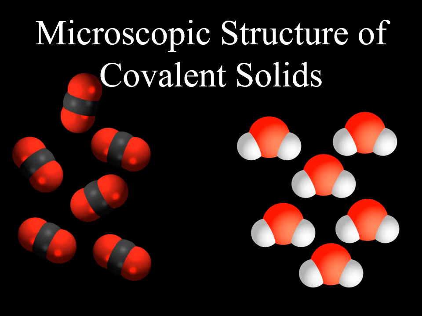So this is how it's different from ionic. From ionic, all of the ions are bonded to all of the other ions, and it's a continuous array. You don't have that with covalent solids. You have individual molecules that are not bonded to anything else.